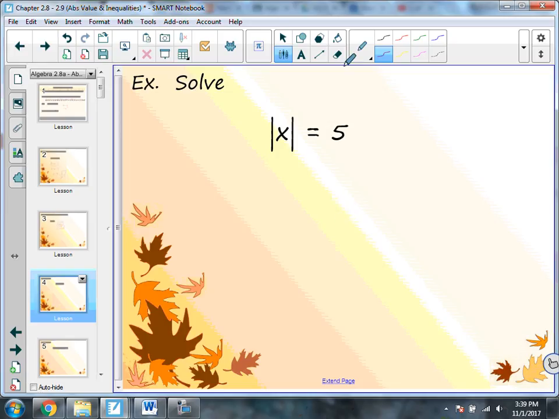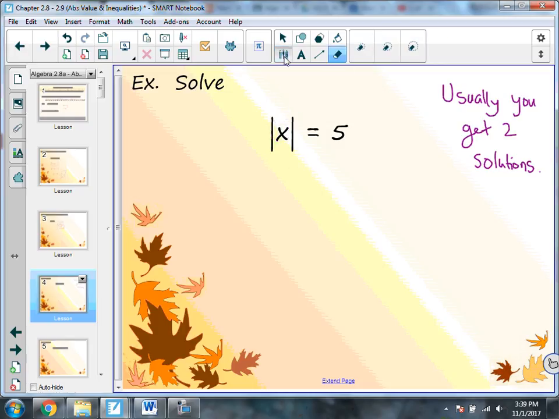Now, solving is a whole other ball of wax because you have to consider, what can I plug in here, take the absolute value of, and get 5. Keep in mind when you're solving absolute value equations that you almost always, most times, usually, let's say, you get 2 solutions. Why? Because 2 numbers have a distance from 0 of 5. All right? So since 2 numbers have a distance from 0 of 5, you'll get 2 answers.